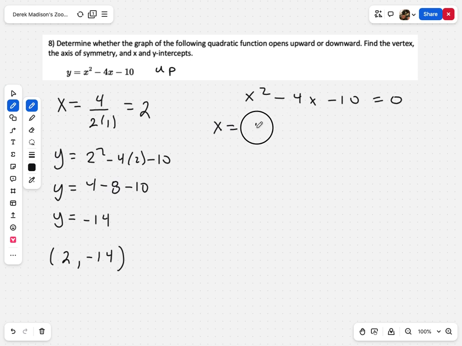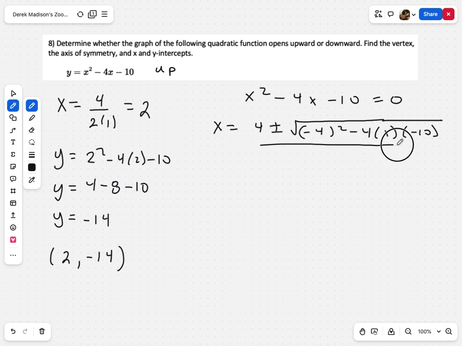x equals -(-4), which is 4, plus or minus the square root of (-4) squared minus 4 times a times c, all of that over 2 times 1. So cleaning that up a little bit, I'm going to have 4 plus or minus the square root of 16 plus 40, so that is 56 under there, over 2. And then like we did in the earlier section, we'll do 4 plus root 56, hit enter, and then divide by 2. And you should get, for the positive one, 5.74 is what I got.